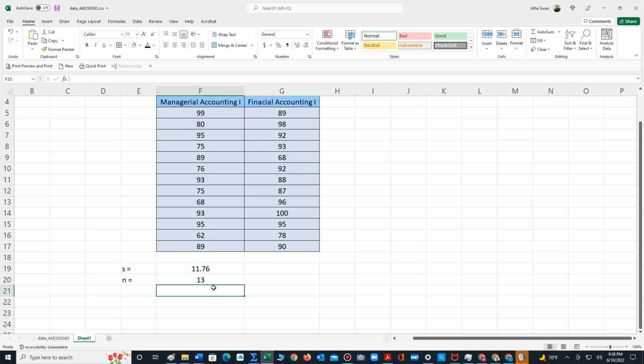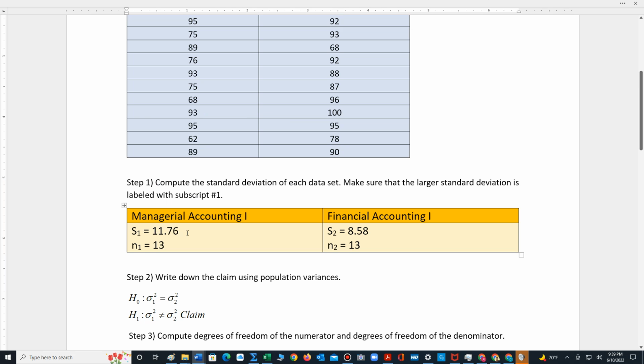Let's count the number of values using Excel. There's 13. And then we can take advantage of some unique functionality of Excel to rapidly compute the standard deviation for the Financial Accounting class and the sample size. It's also 13. And of course 11.76 is greater than 8.58. Thus we label this data with subscript 1, this data with subscript 2.